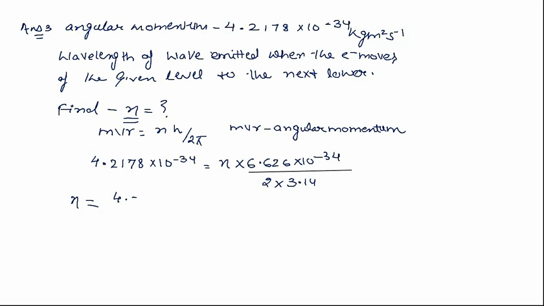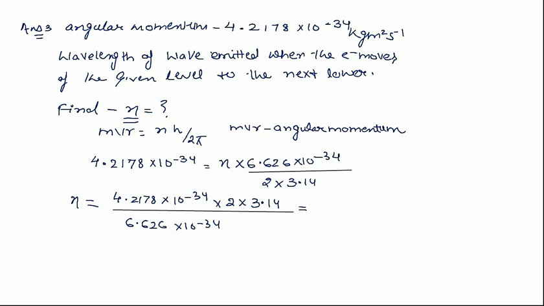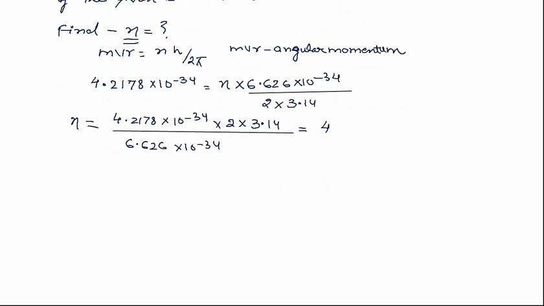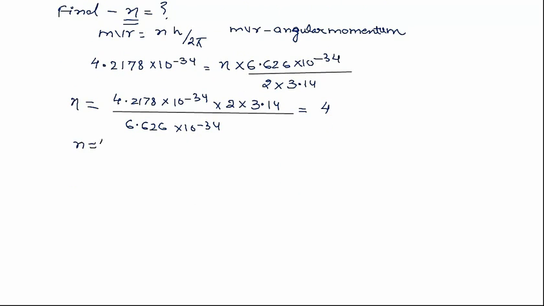Now what would n be equal to? That is the position. n equals 4.2178 multiplied by 10 to the power minus 34 multiplied by 2 multiplied by 3.14, divided by 6.626 into 10 to the power minus 34. Now this comes out to be 4. You just calculate it, it will come out to be 4. Now we got to know where the electron is present. It is present in the 4th energy level.